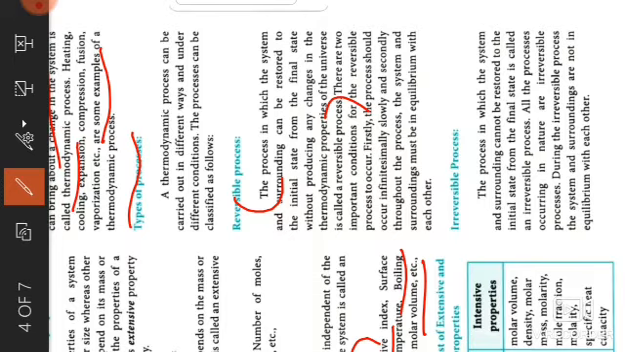At each stage it attains equilibrium, and another one is that it happens slowly.